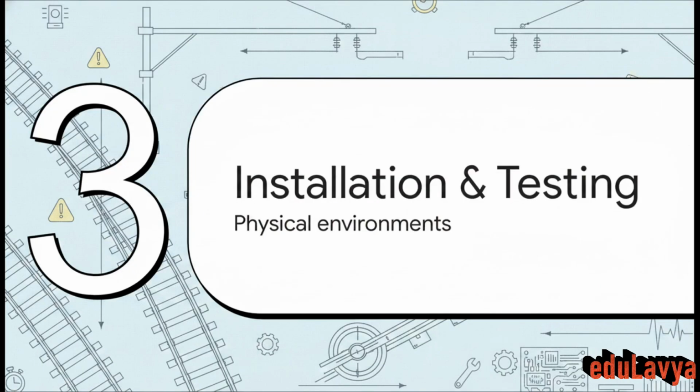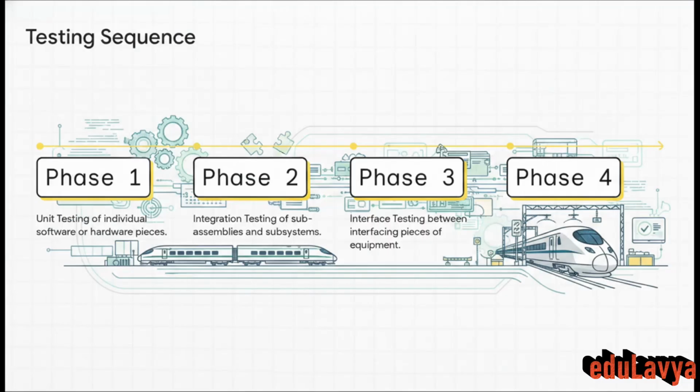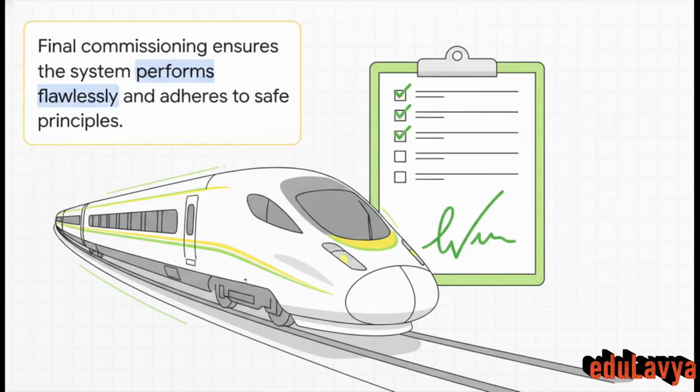Which brings us to Phase 3, installation and rigorous testing. Testing isn't random. It follows a strict chronological hierarchy to guarantee absolutely nothing slips through the cracks. We start with Phase 1, unit testing of the individual software or hardware pieces. Then, we scale that up to integration and interface testing in Phases 2 and 3. Finally, we hit Phase 4, full test and commissioning. This rigorous sequence is a non-negotiable requirement to uncover any hidden faults or integration clashes before a single passenger ever boards a train.